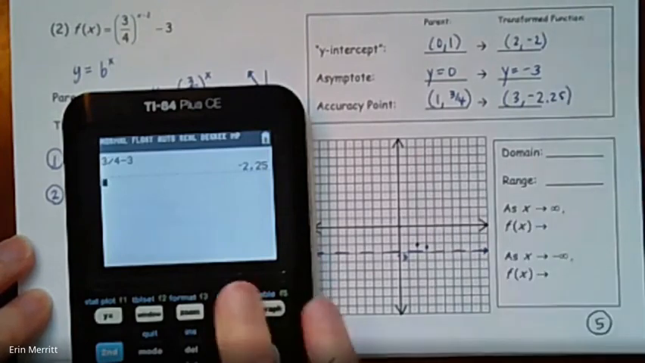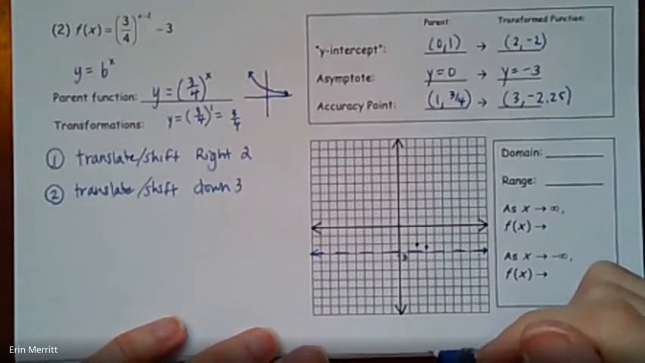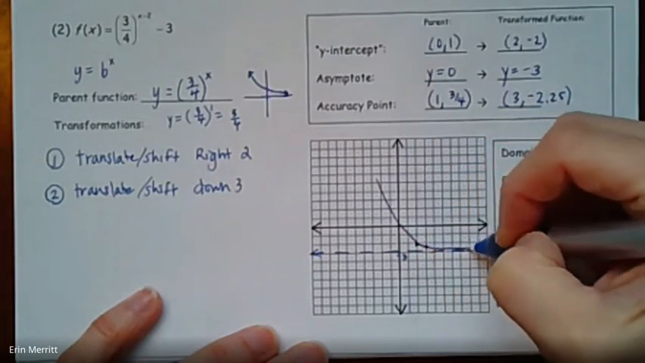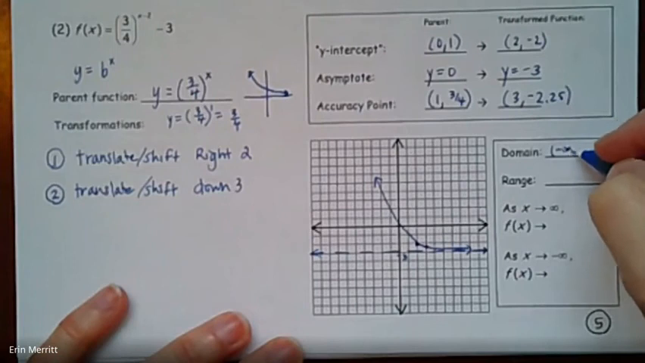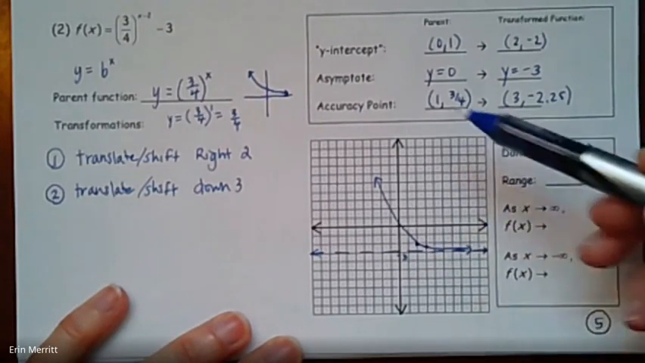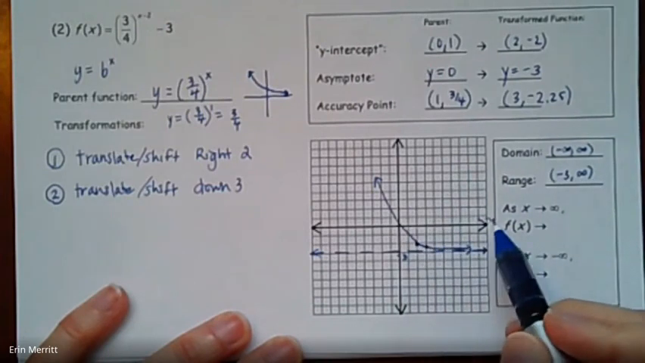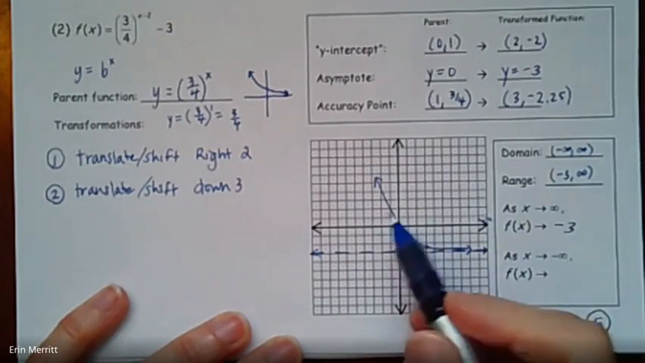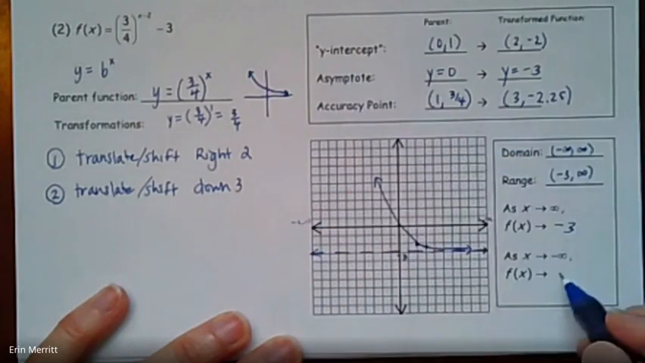All right. And now think of the graph. We didn't flip it over. We just shifted it around. So it's going to maintain that same shape and look a little something like this. As for the domain, always -infinity to +infinity. The range, it bottoms out at -3 and goes up to infinity. As x heads to infinity over here, the y value is approaching -3. As x goes to -infinity, going this way, y is shooting on up towards +infinity.